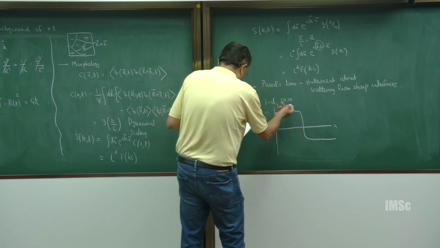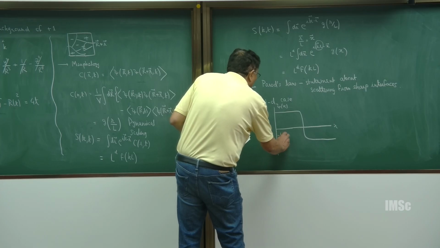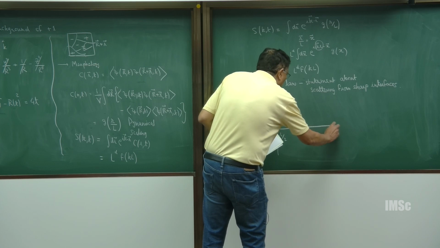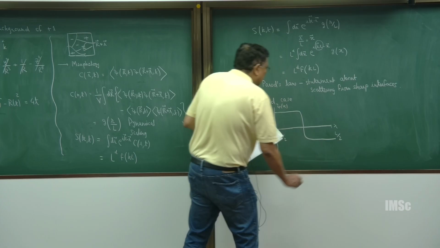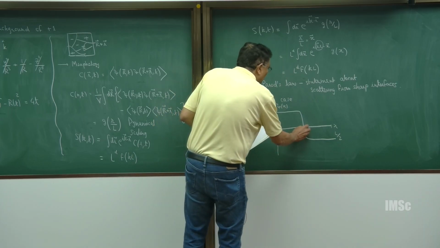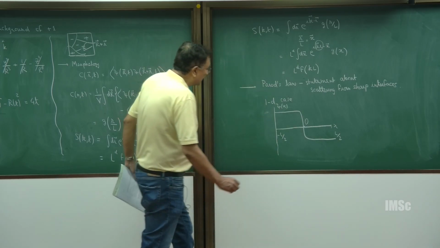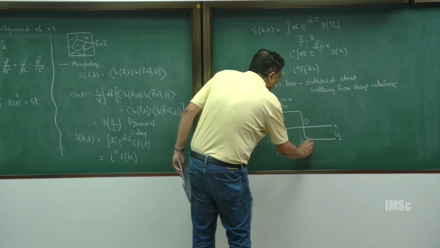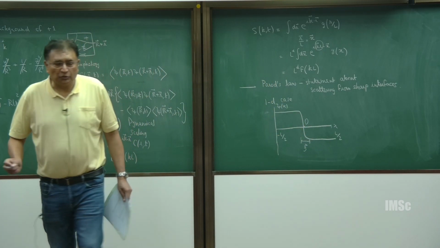or z if you prefer, it does not matter. It is of size L. So, it goes from minus L by 2 to plus L by 2, and the interface is located at 0, and the thickness of the interface xi is much less than the domain scale.